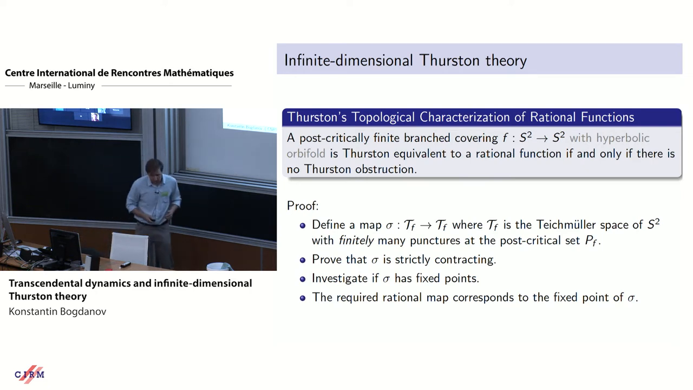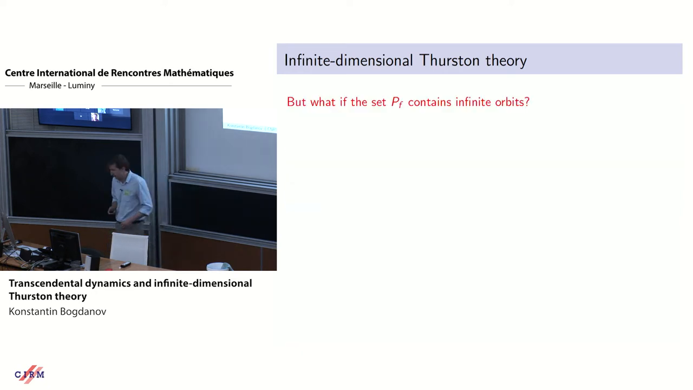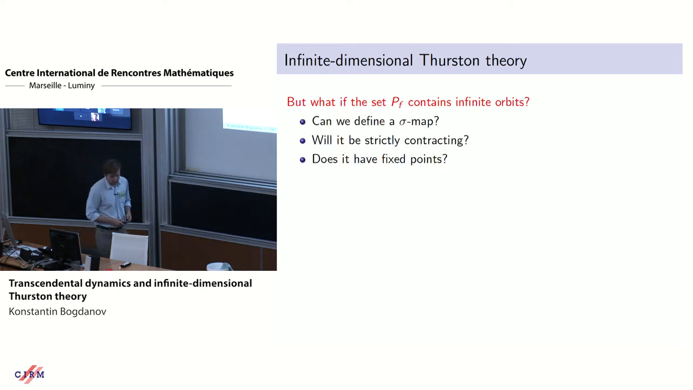But now we can ask a very naive, direct question. What if the set P_f is infinite? Or more precisely, what if it does contain infinite orbits? So you can immediately ask a few more questions following from the scheme of the proof for the classical theorem.